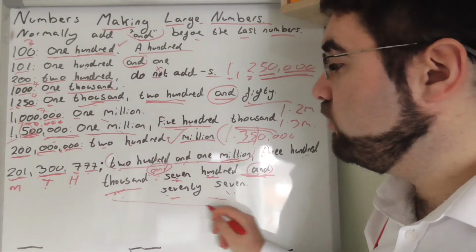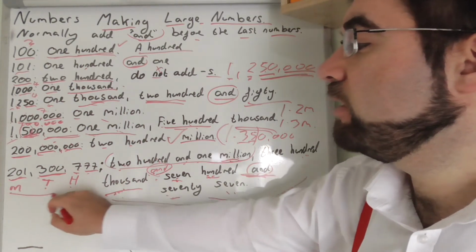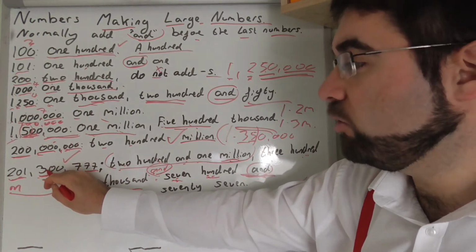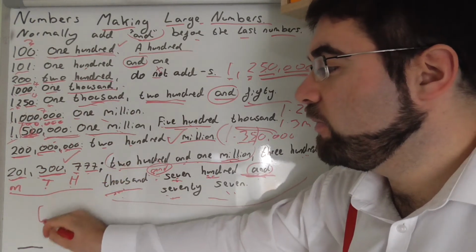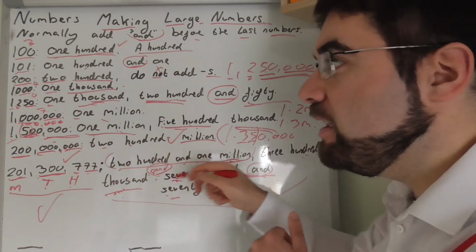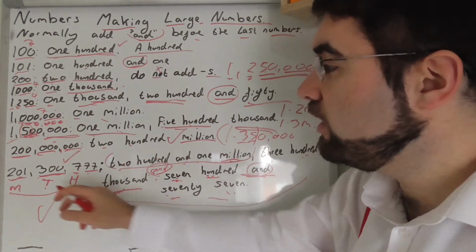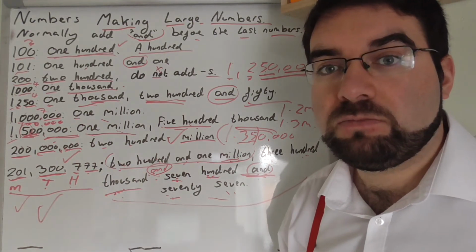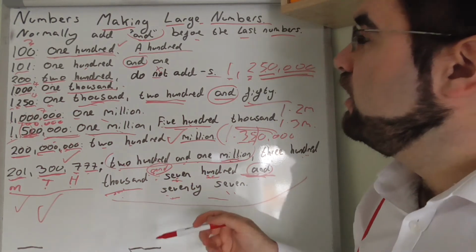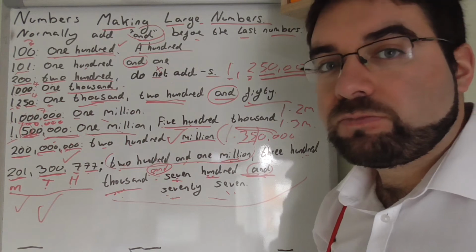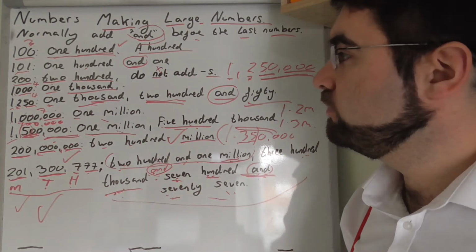But this is why you write the digits. 201,300,777 over writing it out. Writing it out will take ages. So do the digits. 201,300,777. Perfect. Very nice. So remember, the "and" goes in certain places, and we're breaking it down.